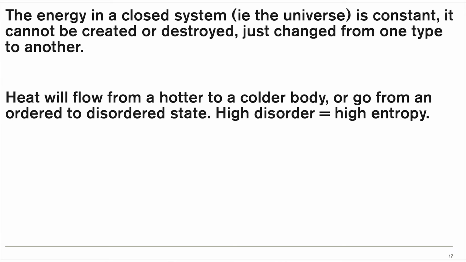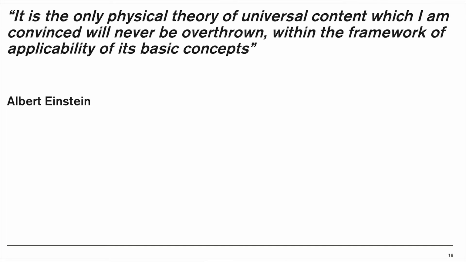So the first law of thermodynamics is this: the energy in a closed system, i.e. the universe, is constant, cannot be created or destroyed, just changed from one type to another. And the second law is that heat will flow from a hotter to a colder body, or go from an ordered to a disordered state. High disorder, high entropy. Einstein said about this, it's the only physical theory of universal content which I'm convinced will never be overthrown within the framework and applicability of its basic concepts. It's one of the big theories. It's a beautiful theory, and I think it's always going to be that way.